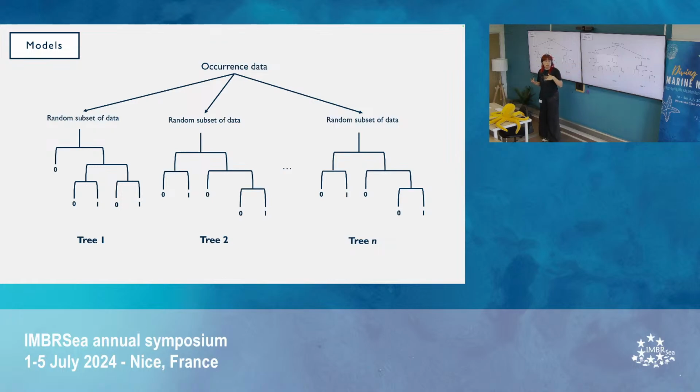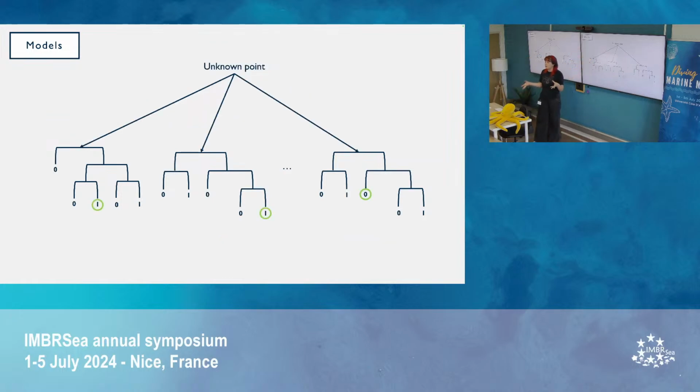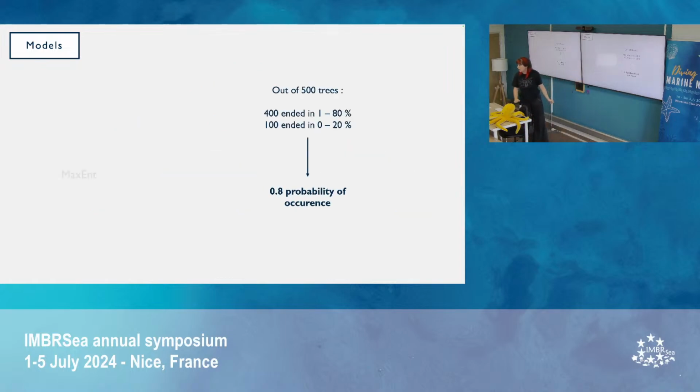So in my case, I did 1,000, and it does this with your data, and then it takes an unknown point where all you know are the environmental variables at that point, runs them through the trees, and each tree has a final decision of 1 or 0, and then you can look at the ratio. So for example, if you do 500 trees and 400 end in 1, that's an 80% chance of occurrence or 0.8 probability of occurrence. And then you just repeat this for every point.